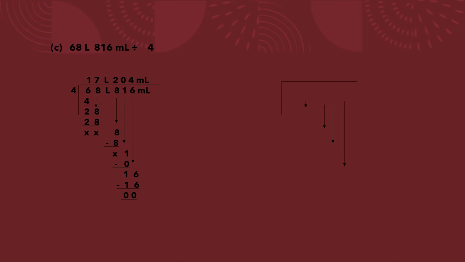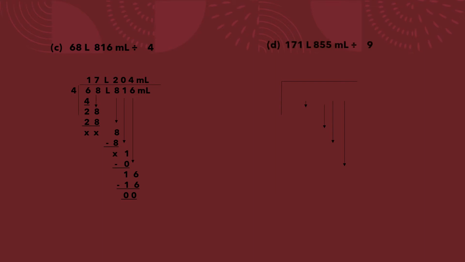Then bring down the next number 1. Now 1 is smaller than the divisor, so it will not go. So write down 0 first on the quotient, then bring down the next number. So it will become 16. Now 16 comes in the table of 4 4 times. Write down 4 on the quotient. 4 4s are 16. Then after that milliliter is also written, so write down milliliter on the quotient also. Your remainder will be 0. And your total answer is 17 liters 204 milliliters.